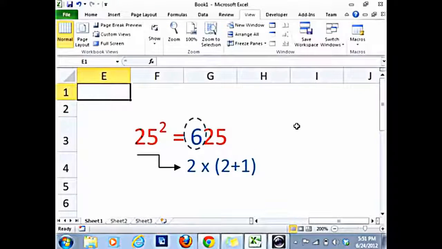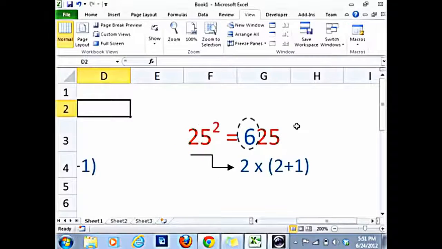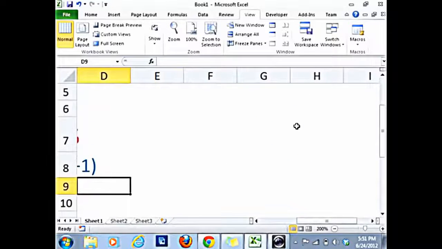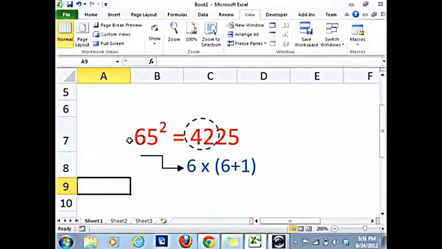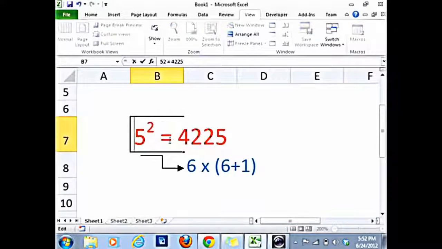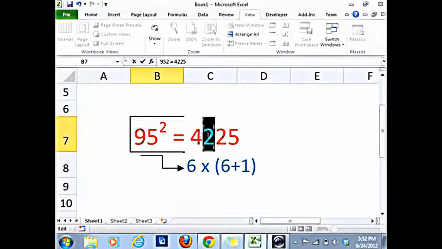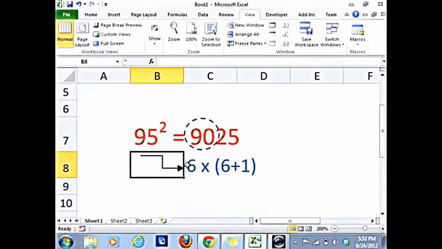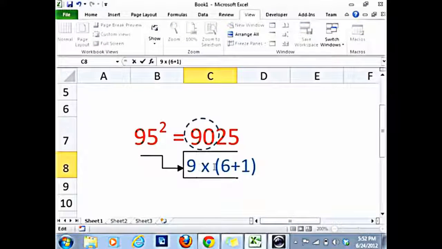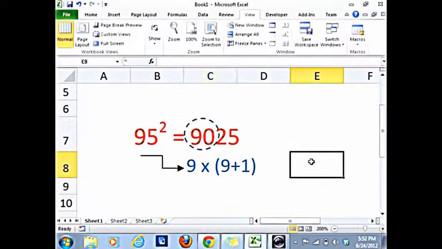If I have bigger numbers like 65, then I can use the same technique. So 65 square will be 6 multiplied by its increment, which is 7. So 6 times 7 is 42. So I'll say 4225. So this way we can use, if I have 95 here, then I can say 9 into 10 is 90, so it will be 9025. So here it will be 9 into 9 plus 1.